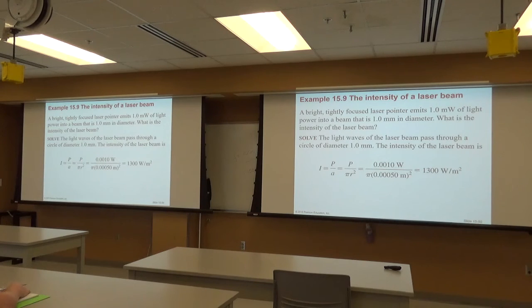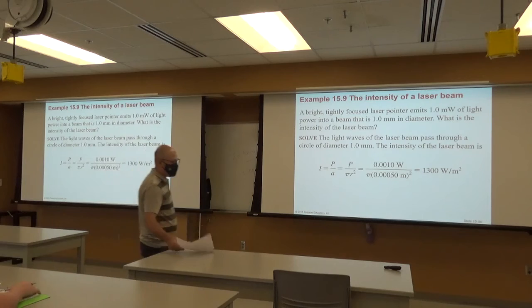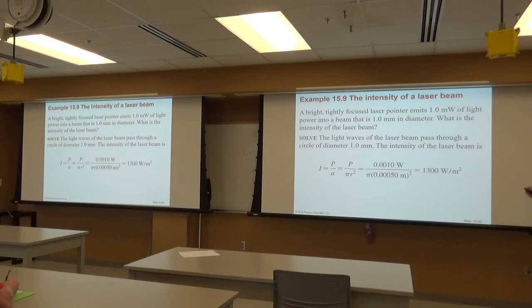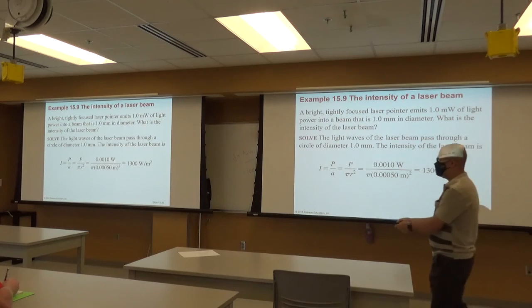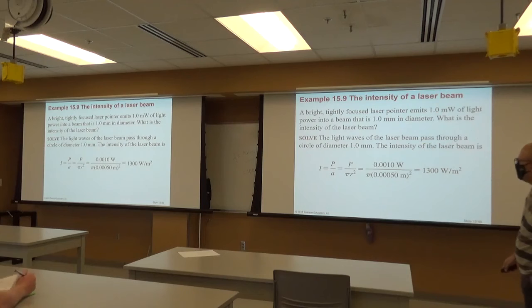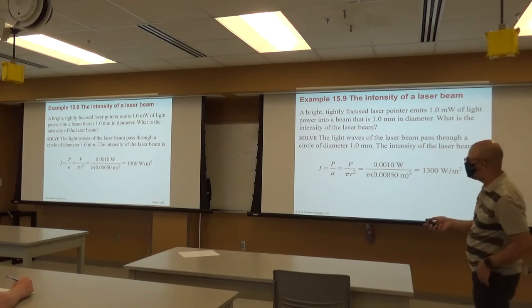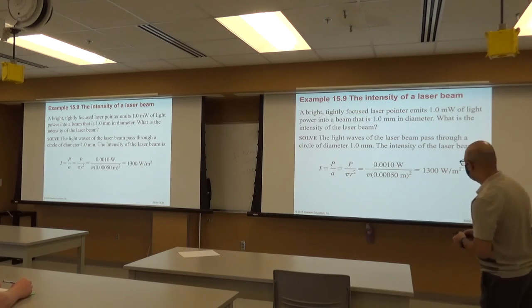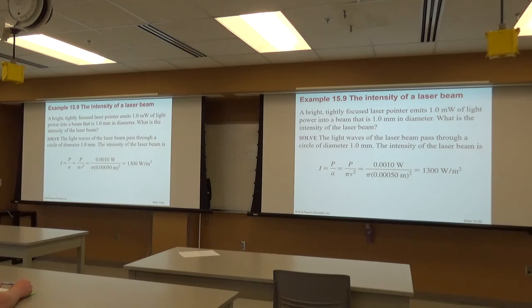So we have a laser beam, and the laser beam has a power of 1 milliwatt. That means every second it can convert 1 millijoule of electrical energy to light energy. So that's the power of this laser.